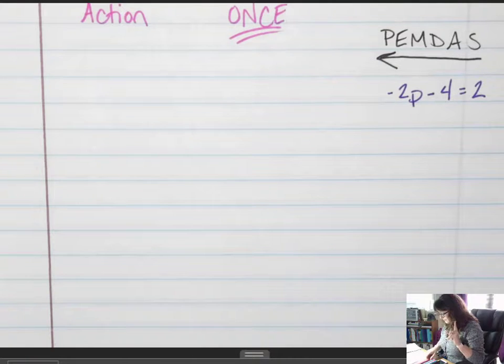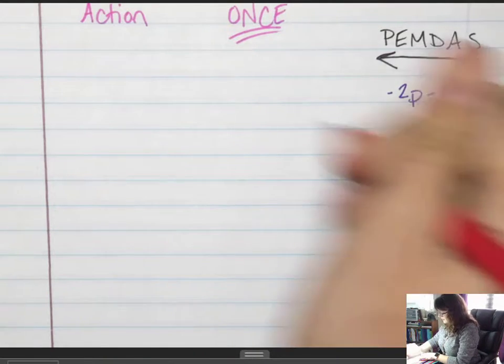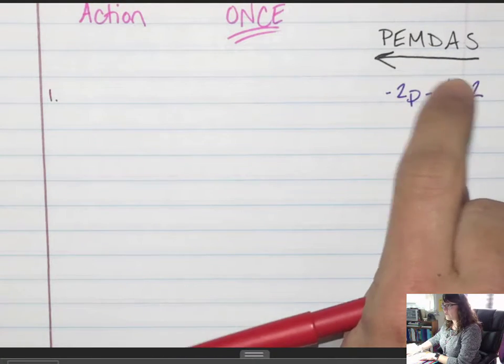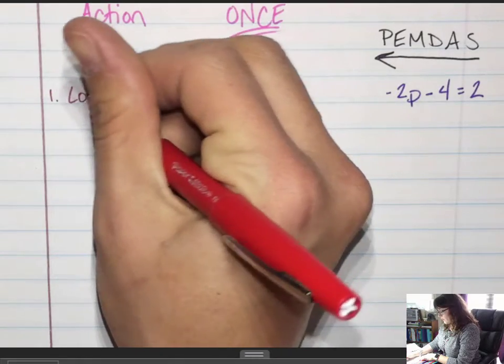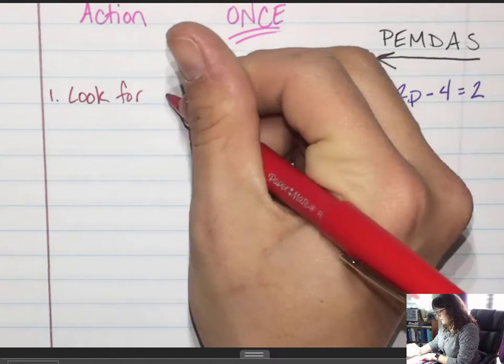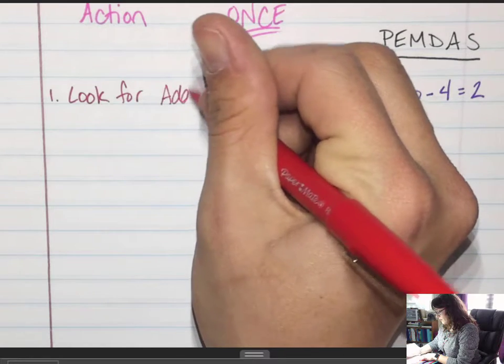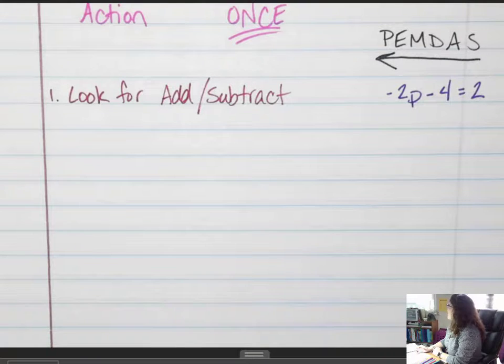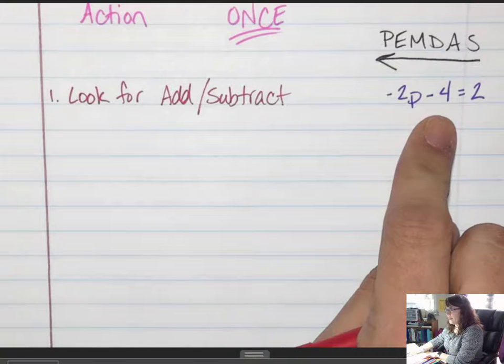So the first step, adding and subtracting. Those are the first things you do. Look for addition and subtraction. Since we are still dealing with the 7th grade side of this, you'll only have one of those. We will get into the multiple pieces part later. But for now, we have one thing.